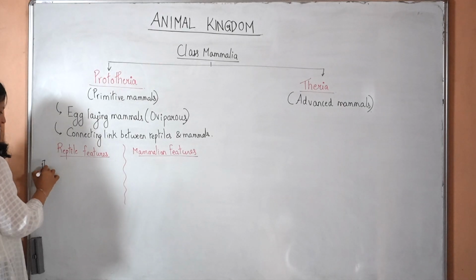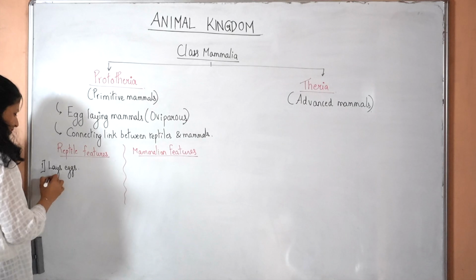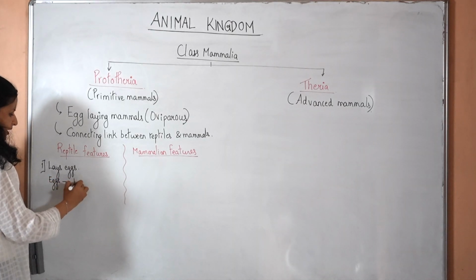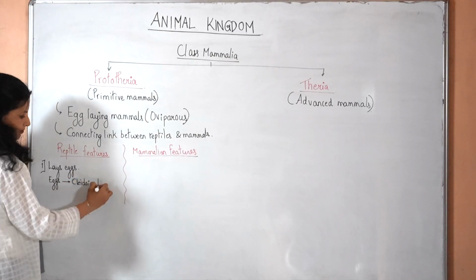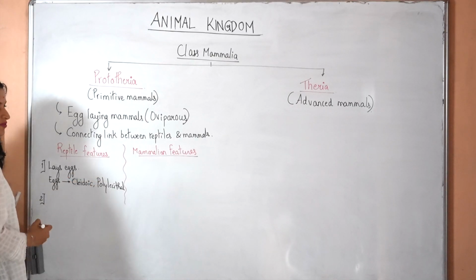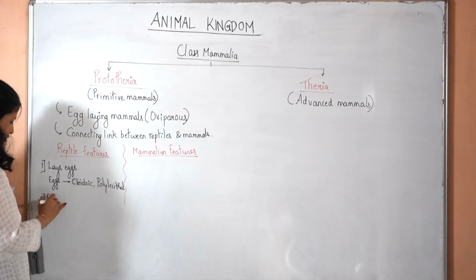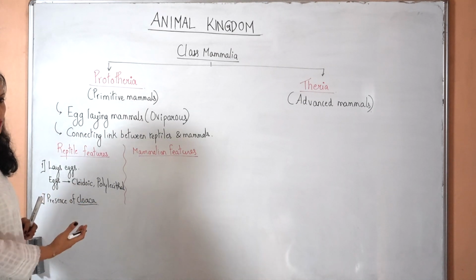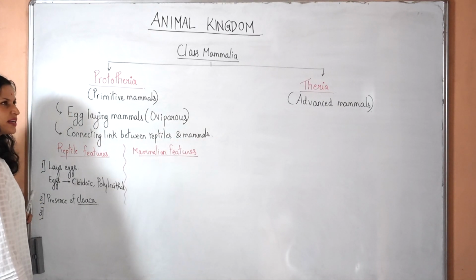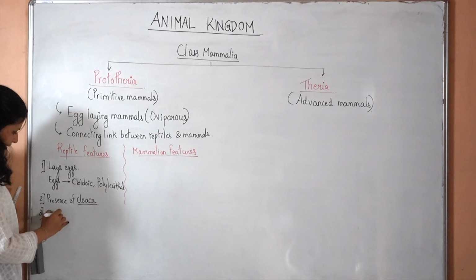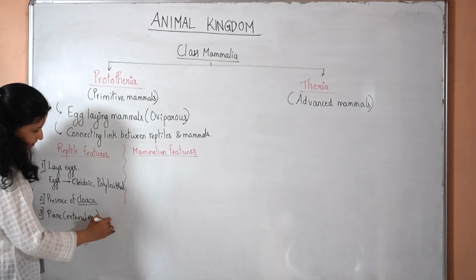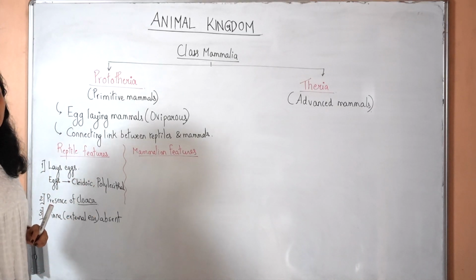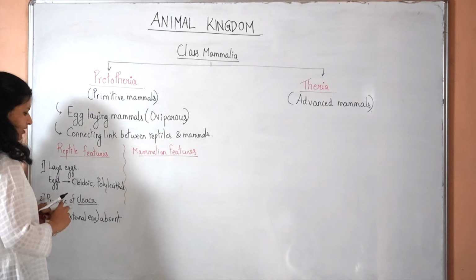The first reptilian feature that it shows is it lays eggs, and the eggs are exactly like the reptiles, that is, they are cleidoic and polylecithal eggs. The next reptilian feature is the presence of a cloaca. You know cloaca, the common opening for the excretory, digestive and reproductive systems. The advanced mammals do not have a cloaca, but the Prototherians have it. The third reptile-like feature that they have is that the pinna is absent. Pinna, that is the external ear, is absent. The advanced mammals are known for their pinna, the external ear, which is absent in the case of the Prototherians.